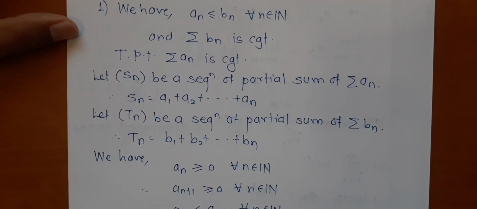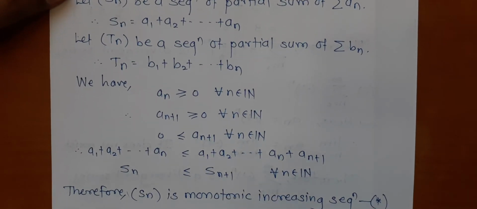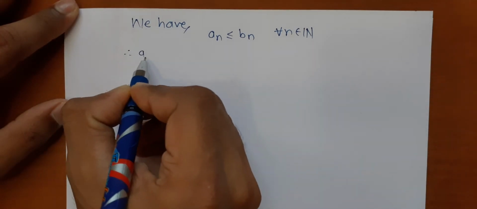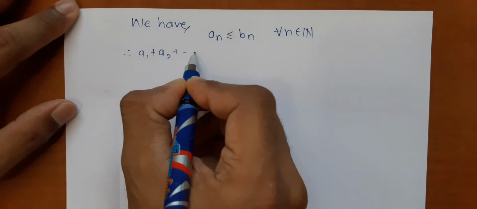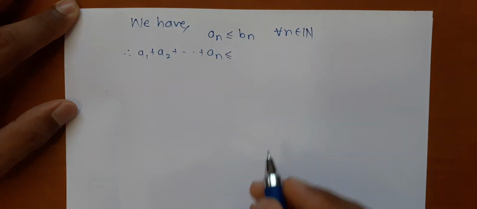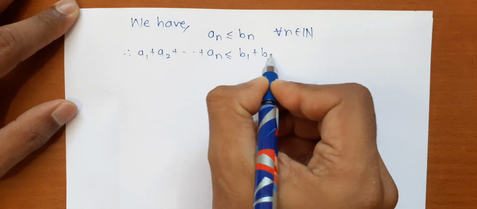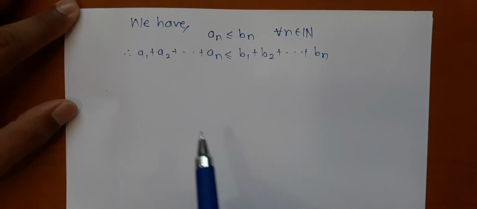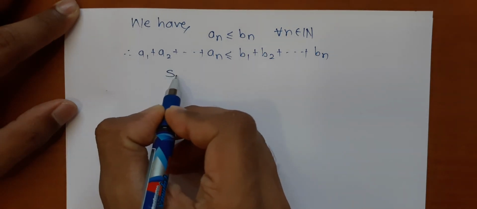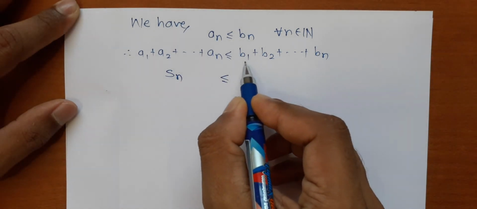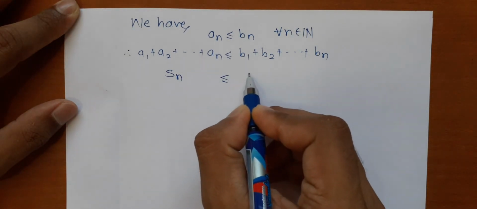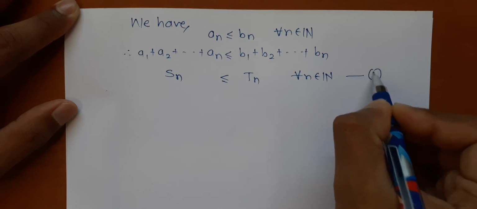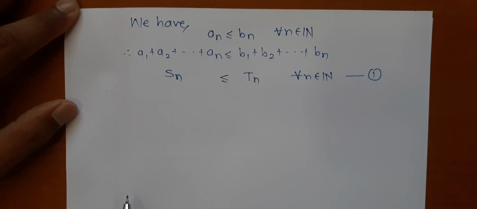I am going to use it on the next page. This is the given information, a_n less than or equal to b_n. Therefore a1 plus a2 plus and so on up to a_n are obviously less than or equal to b1 plus b2 plus and so on up to b_n, right? This is nothing but what we have already seen on the last page. This is S_n, and when you add the first n terms of b_n, that is T_n, right? This is for all n. This is also a very important thing we have got. I will call it equation number 1: S_n is less than or equal to T_n, right?